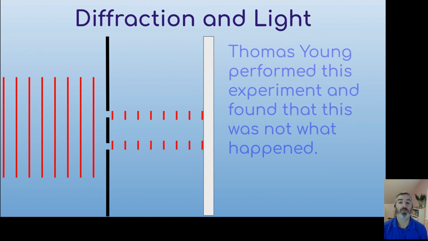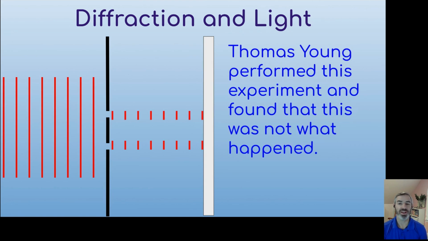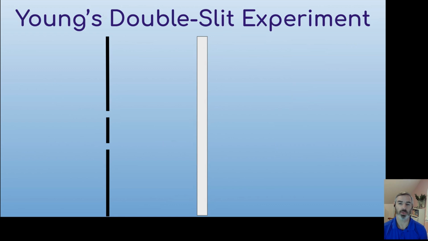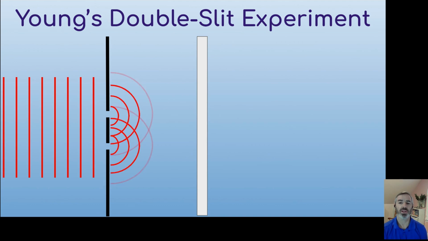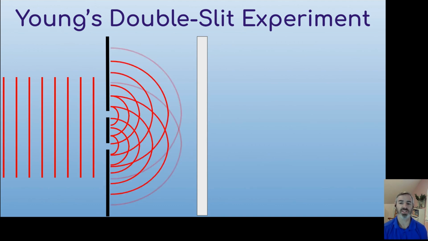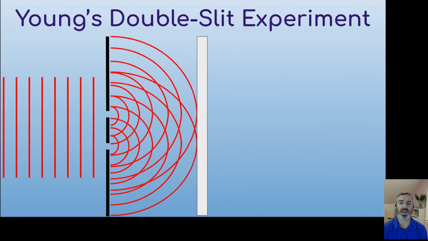Thomas Young performed this experiment, but that is not what happened when that experiment was performed. The slits are set up so the opening is about the same width as the wavelength of light, and those slits are very, very close together as well. What happens when the light passes through there is that we end up having the diffraction of light, and it spreads out as we saw with the sound waves.